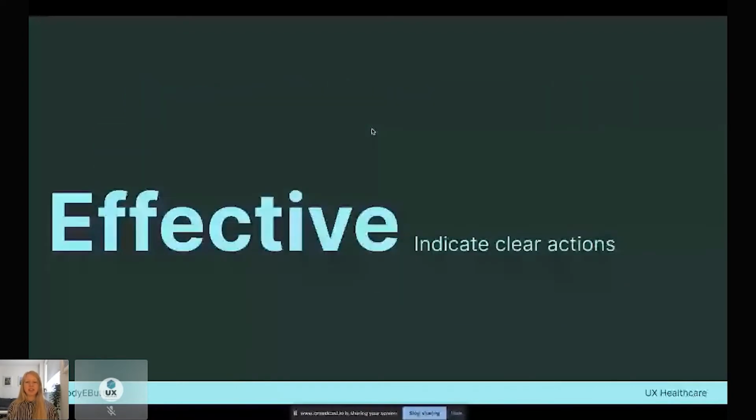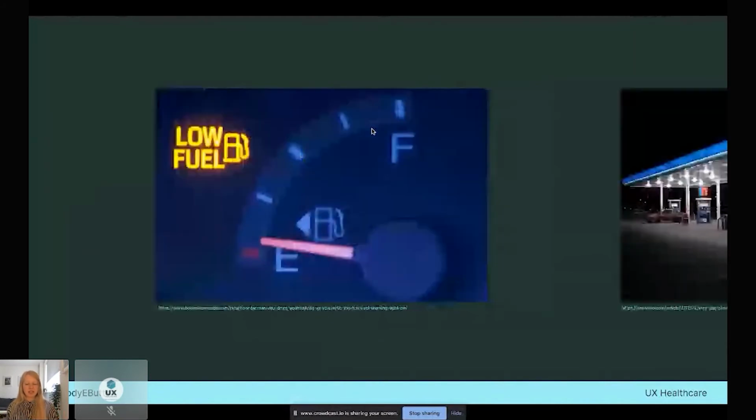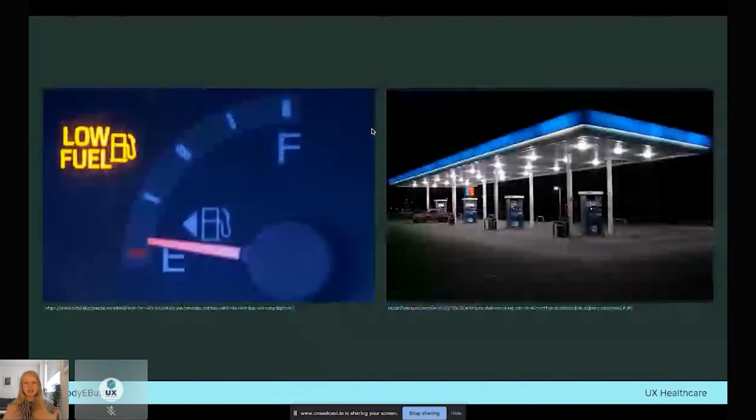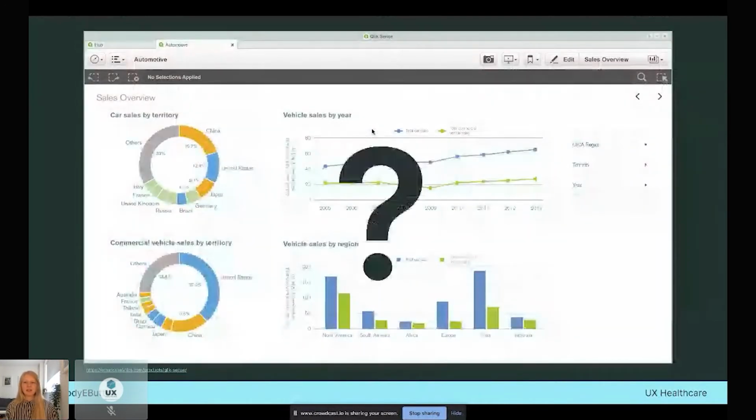We can also create effective visualizations by indicating clear actions. Now, if you've been in a car and you see this light come on, you're probably prompted to pull over at the next gas station that you see. So that's pretty simple and straightforward, and you know what you need to do immediately. Unfortunately, with a lot of dashboards we see today, that action or next step is not so clear.